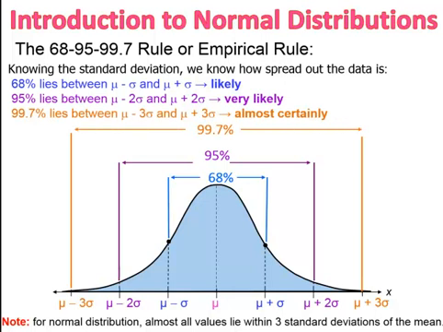And then 99.7% lies within three standard deviations of the mean. So at 99.7%, the probability is almost certainly going to happen. So when we have a normal distribution curve, the mean is at the center, one standard deviation away is 68% of the curve, two standard deviations is 95%, and three is 99.7%. A key note here is that for a normal distribution, almost all the values lie within three standard deviations of the mean.